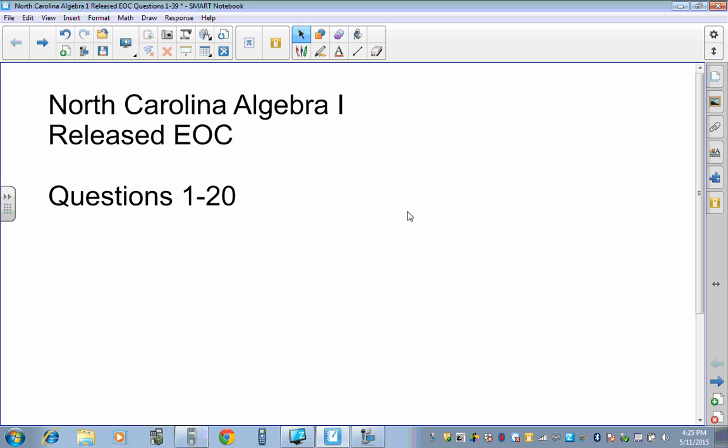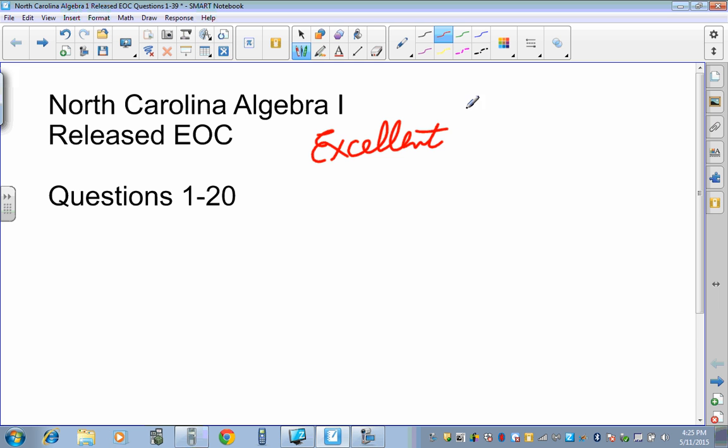Tonight we'll be working on the North Carolina released EOC test, questions 1 through 20. This test is a little more challenging than the Florida and Texas tests that we've worked. I believe that if you can understand the material that's on this test, you will definitely be moving toward getting an excellent score on our Louisiana EOC, plus doing great on your final exam grade.